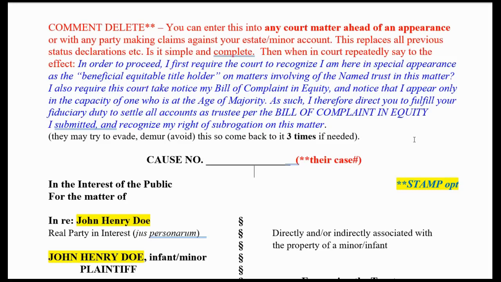All right? So, now if you know the document, you're going to feel more confident about what you said above. You might revise this slightly, but I would go in with this scripted, really memorized, but have it scripted in case you get lost. Keep coming back to it. It's very important. You do not consent to proceed until they recognize your position as a special appearance as beneficial equitable title holder. Okay? So say it that way.